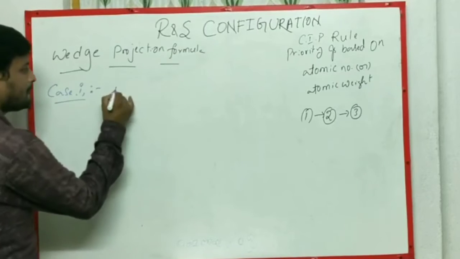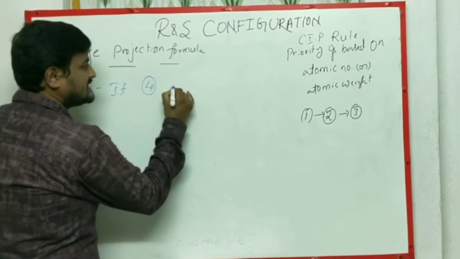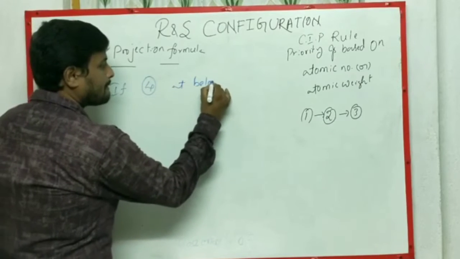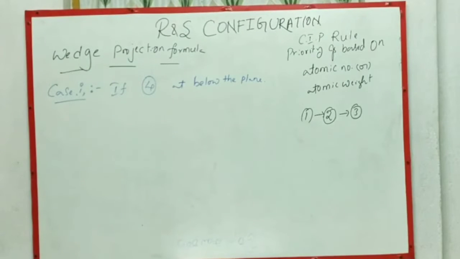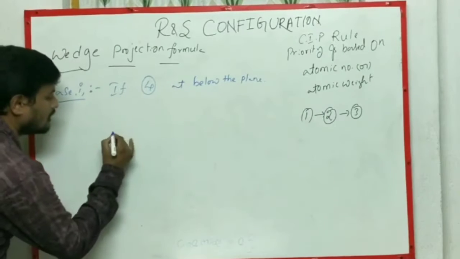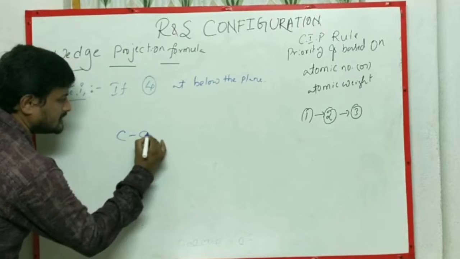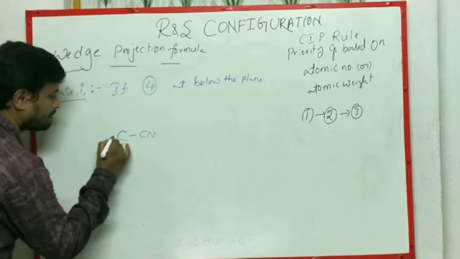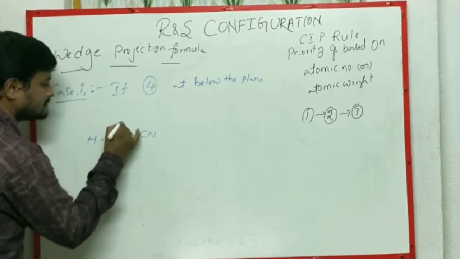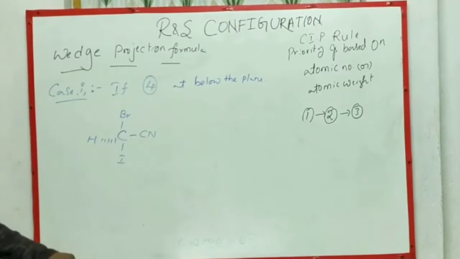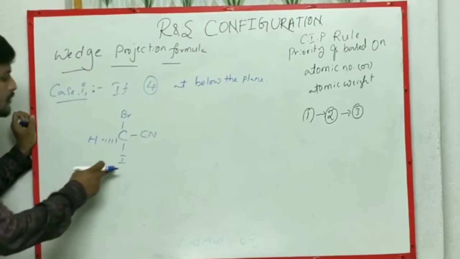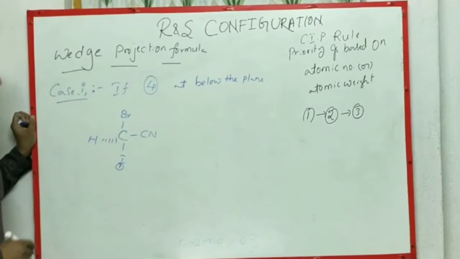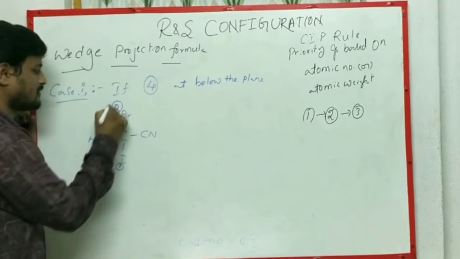Okay. If the fourth priority is below the plane. For example, here I am giving a few examples: carbon, cyanide, iodine, hydrogen, bromine. Okay, what is the first one? Giving the priority based on atomic numbers. Which one has the highest atomic number? Iodine, so first priority. Then second priority goes to bromine, because comparatively iodine is higher.